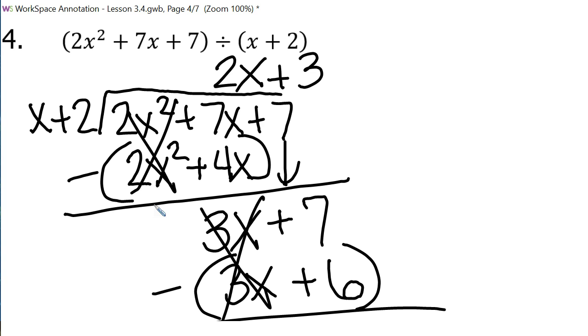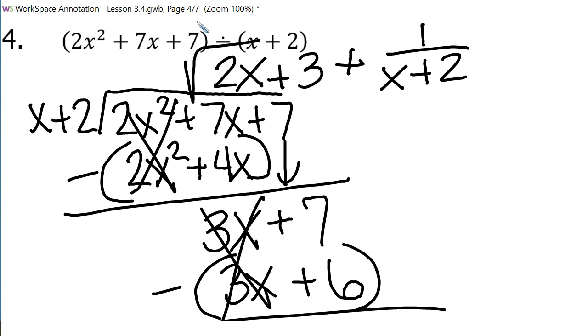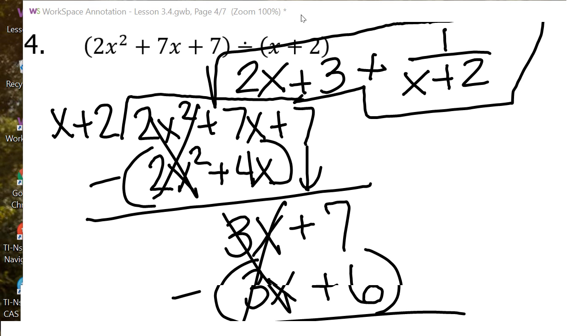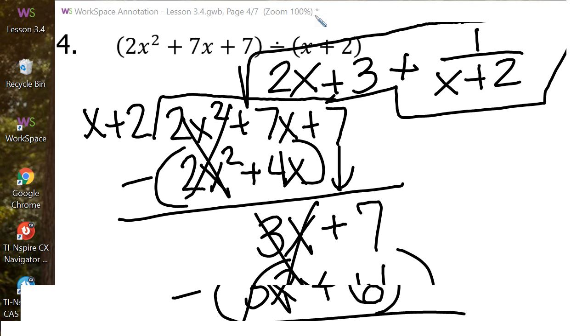What is 7 minus 6? 1. Do I have any other terms to drop down? No, so that means I'm finished, and the 1 is called my remainder. So make sure you add remainder over binomial. So you need to add 1 over x plus 2. Don't forget the addition symbol. So you need to add 1 over x plus 2.